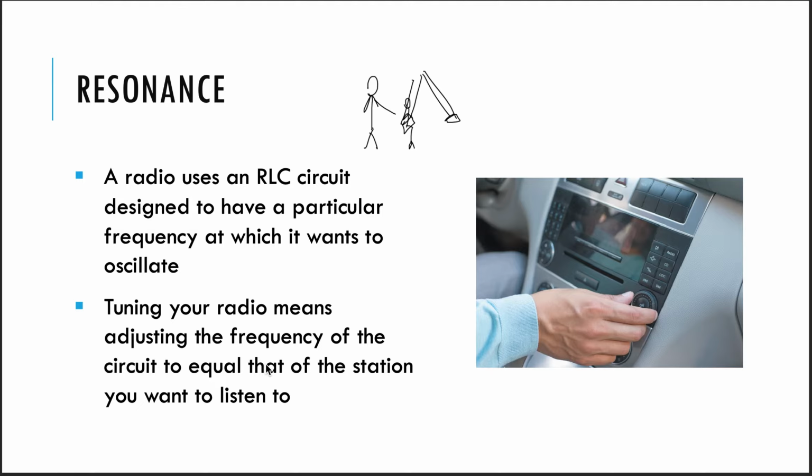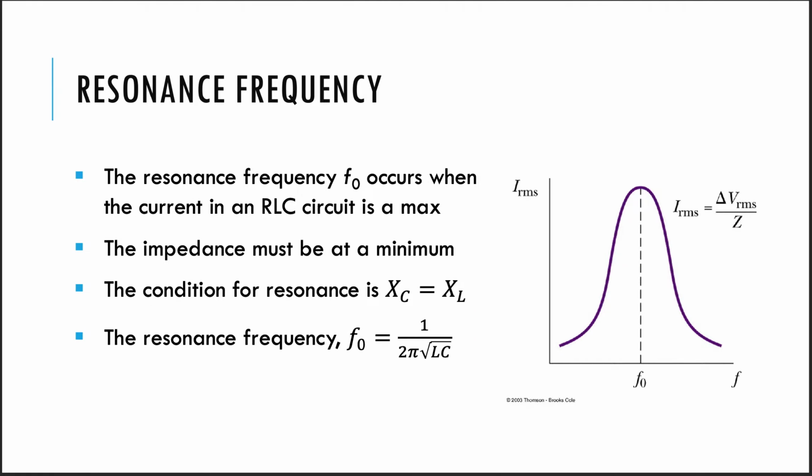So what is this special resonant frequency at which our circuit wants to oscillate, just like our swing wants to oscillate at a certain frequency? For our RLC circuits, the resonant frequency occurs when you have a maximum current in your circuit. If you look at Ohm's law, current is voltage over impedance. If you want maximum current, that means you want minimum impedance. So that's what the second bullet says. Well, how does this happen? How do you have minimum impedance?